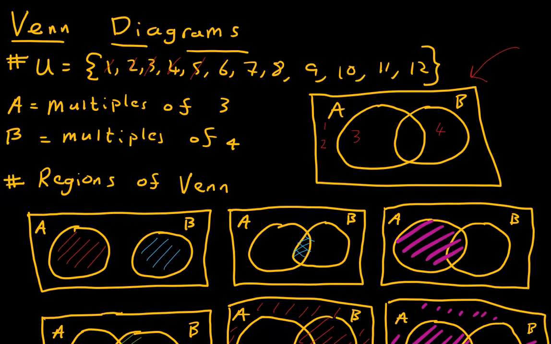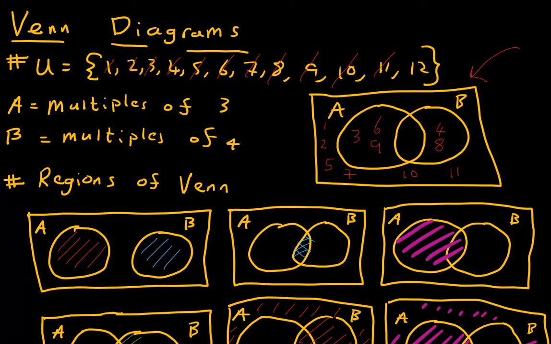We've got 5, which is neither. We've got 6, which is definitely a multiple of 3. We've got 7, which is neither. We've got 8, which is definitely a multiple of 4. We've got 9, which is definitely a multiple of 3. We've got 10, which is neither. We've got 11, which is neither.